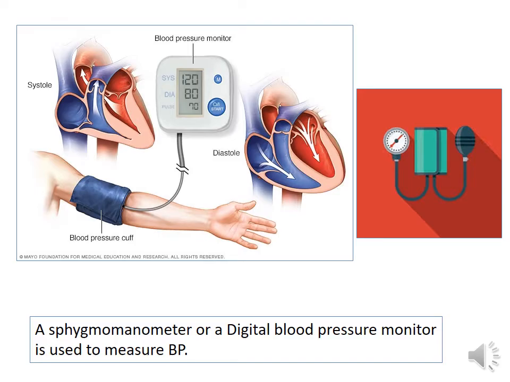Blood pressure measurement is done using either a sphygmomanometer or a digital blood pressure monitor. Either way will show us two types of blood pressure measurement. These are the systolic and the diastolic blood pressure measurements.